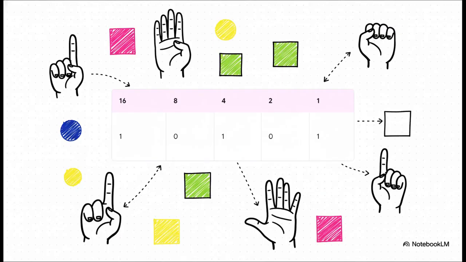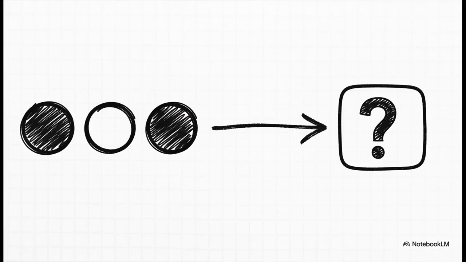Hey, this looks familiar. It's just like our hand. The columns have the same values, 1, 2, 4, 8, 16, and you could keep going. To translate a binary number like 10101, you just look for where the 1s are. So we've got a 1 in the 16's place, a 1 in the 4's place, and a 1 in the 1's place. Then you just add them up. 16 plus 4 plus 1 gives us 21. That's it.